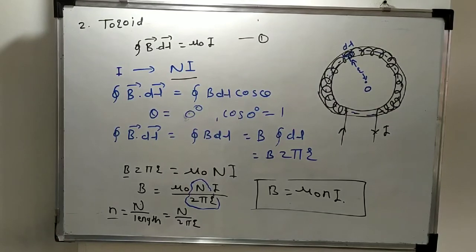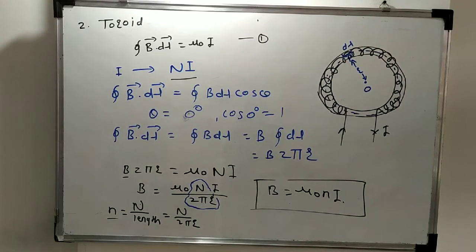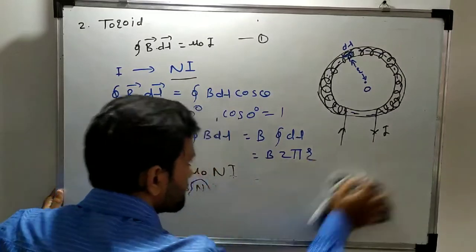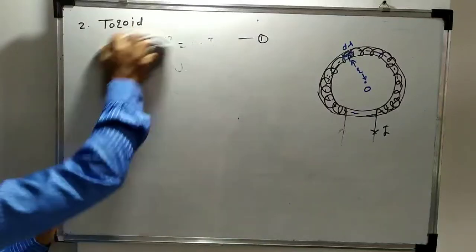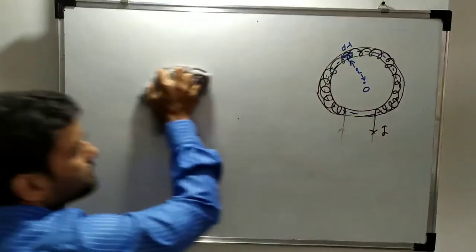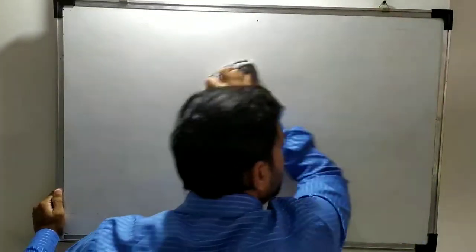So this is about chapter number 10. Today, chapter number 10 is over as far as the theoretical part. Now we are going to discuss some numericals from this chapter. I'll take the numericals one by one with their solutions. I'll write the numerical first, then I will solve it.